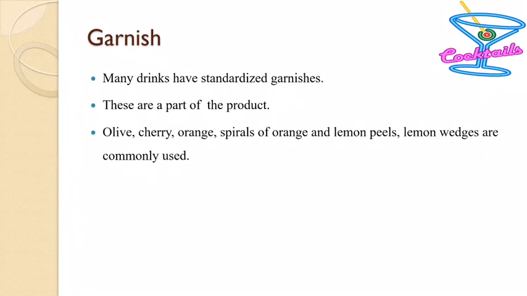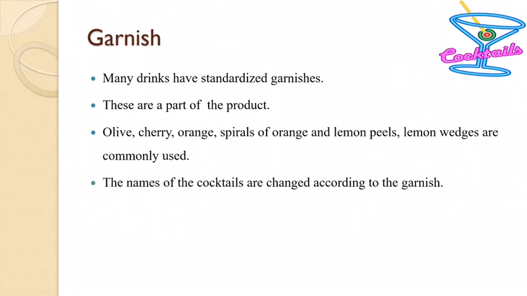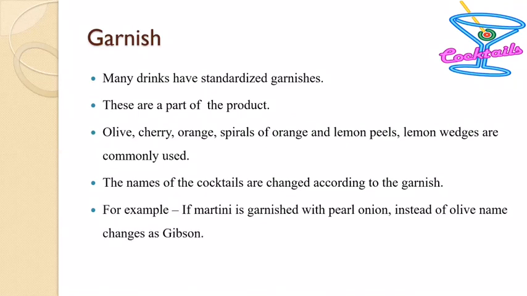Certain garnishes that are not listed here can also be a part, like a mint sprig. Sometimes the garnishes may change the name of the cocktail. For example, a Gibson Martini. Gibson Martini consists of pearl onion, but the recipe of the martini remains the same. Only what happens is the garnish is changed from olives to pearl onions.